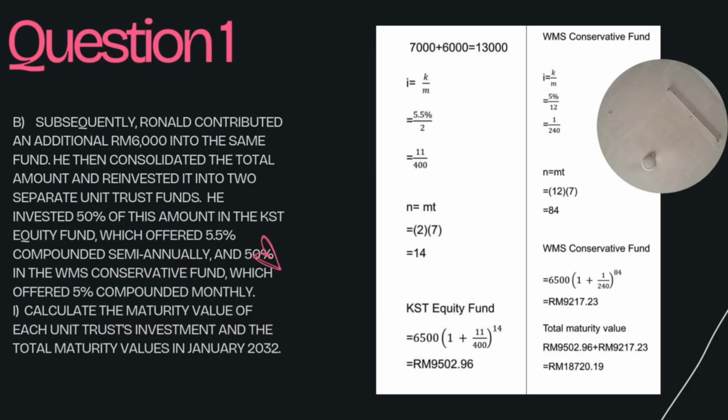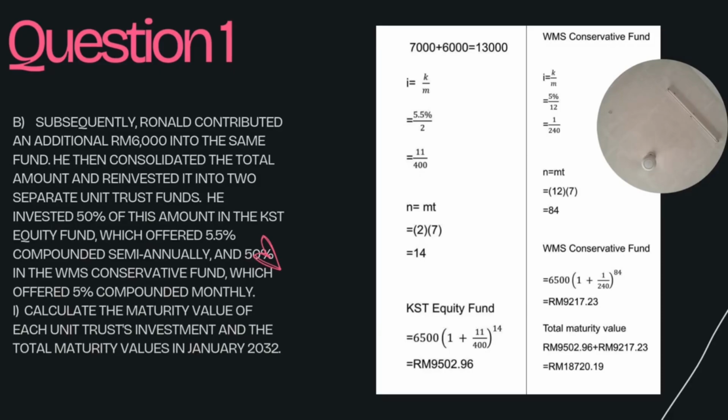So the first step that we need to do is add the 6,000 ringgit with the maturity value that we got from January 2020, which is 7,000 ringgit, and the total will be 30,000 ringgit. After that, we're going to divide it into 50%, and we're going to use the formula S equals P, open the bracket, 1 plus I, close the bracket, to the power of N. To get the I, we're going to use the formula K over M. For KST Equity Fund, it will be 5.5% over 2, and the answer is 11 over 400.